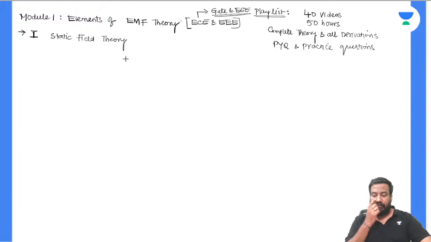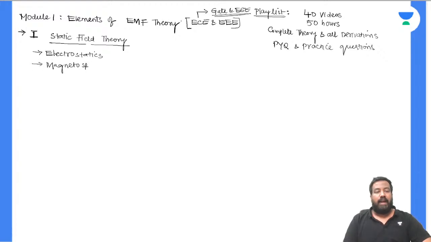And static field theory: the first part is static field theory. The second part is time varying field theory. In static field theory, we covered electrostatics and magnetostatics. And with electrostatics and magnetostatics put together, we covered Maxwell equations for static fields.